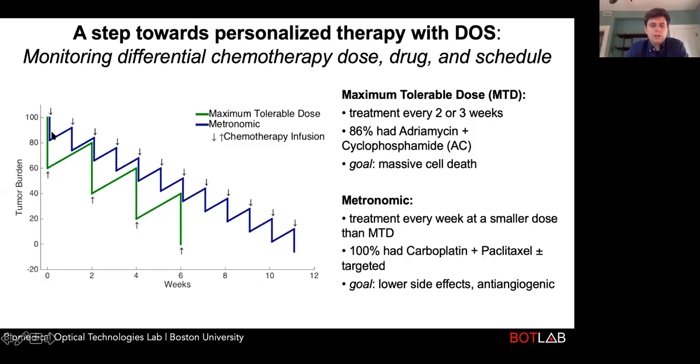Metronomic gives a smaller dose more frequently, and the idea is that this gives you potentially fewer side effects, and it's been noticed that it has a more anti-angiogenic effect. This means that blood vessels are more sensitive to this type of dosing, even when given the same type of treatment, the same drugs.